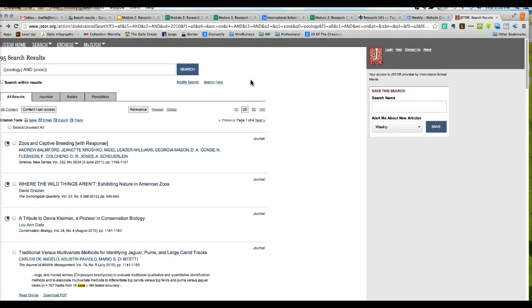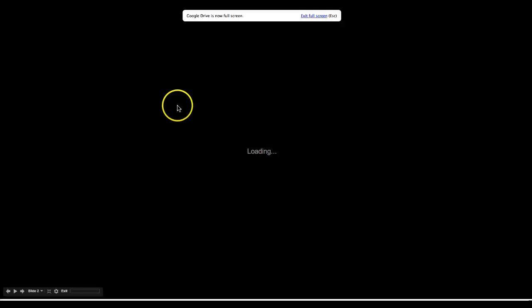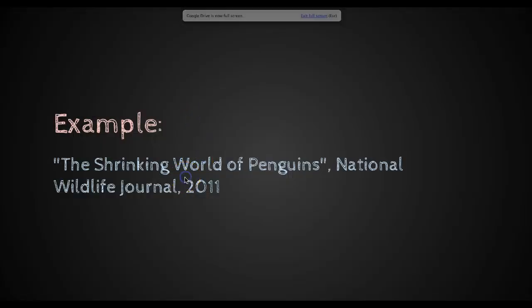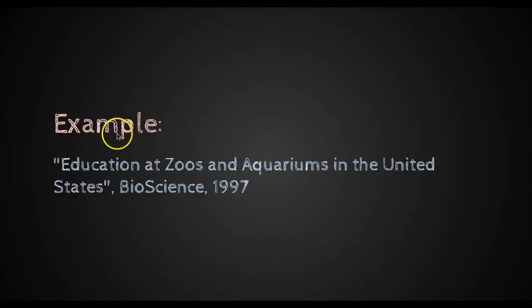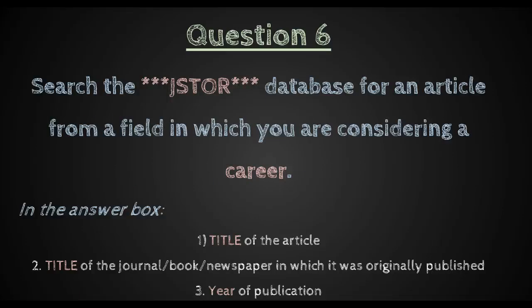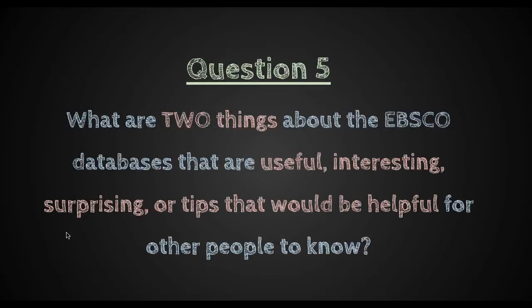And now you can pause the video as soon as I tell you the questions for the JSTOR portion of the assessment task. So back to our questions. Before you do the JSTOR question, you actually need to pause again and answer question 5, which I forgot to mention before. So question 5 asks, what are two things about the EBSCO databases that are useful, interesting, surprising, or tips that would be helpful for other people to know? So go ahead and pause the video, answer that question 5 about EBSCO. Two things that are useful, interesting, surprising, or just a couple of tips that people should know. Restart the video when you have completed that.